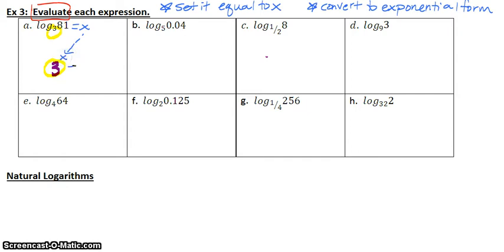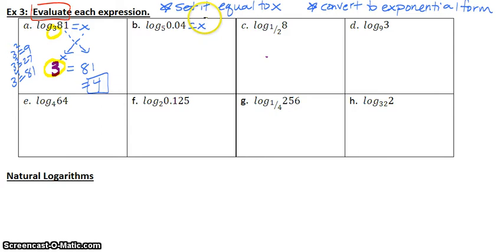Those two switch places. And now I'm trying to figure out what power of 3 gives me 81, and here's where we're going to guess and check. So guess and check a little bit if needed. I tried 2. Well, we know that one's not going to work. That one's 9. 3, nope. 4, yeah. So the answer is 4. Let's keep going.